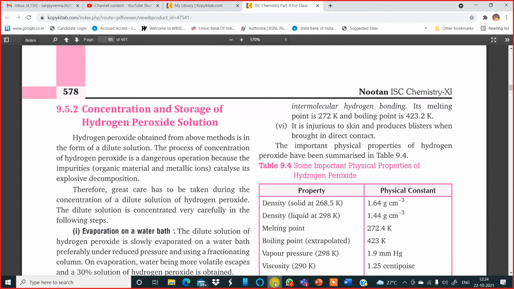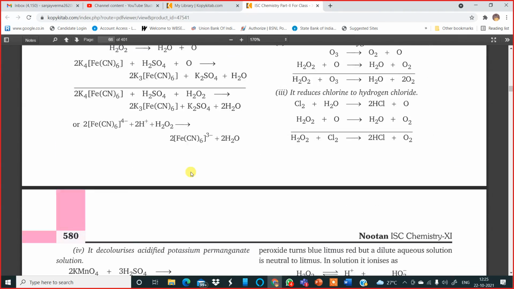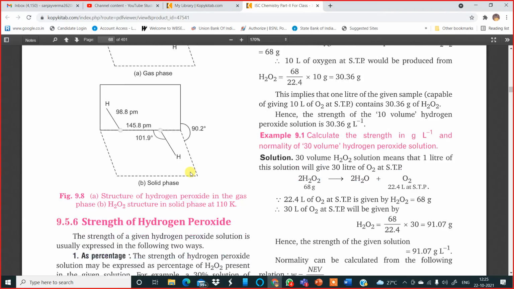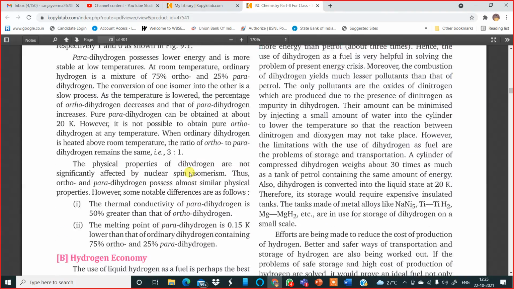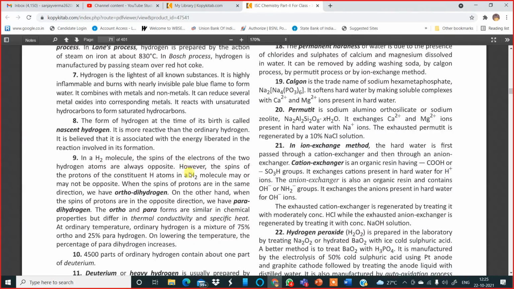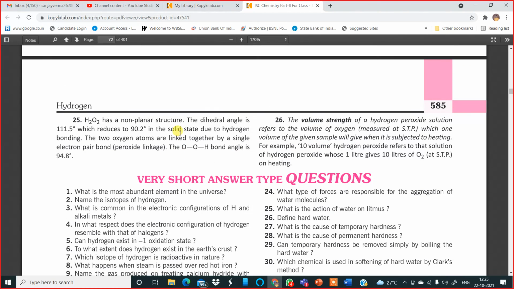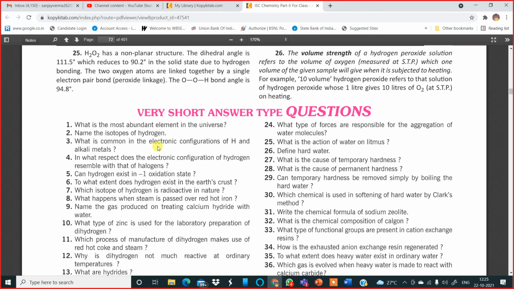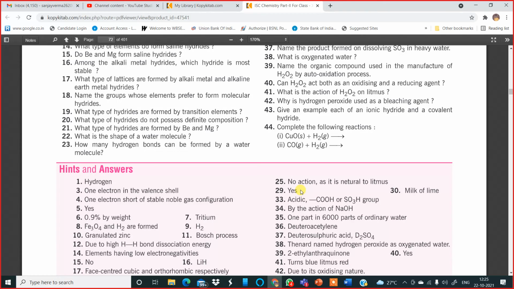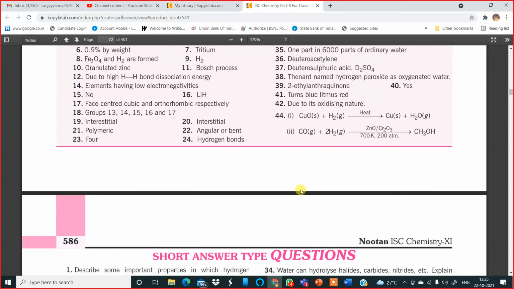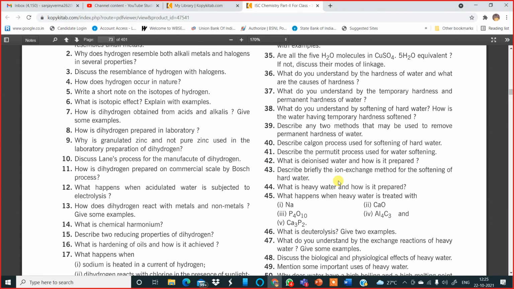Now here I want to show you the questions from the back of this chapter, the questions which are important and required for you all. Please go through this carefully. Very short answer questions are here, on page number 585. Answers are given. After this, hints and answers are given. Others which are in the syllabus, those answers only you find out. After that, page 586, short answer type questions are given. Try to solve some of them, whatever is there in the syllabus.